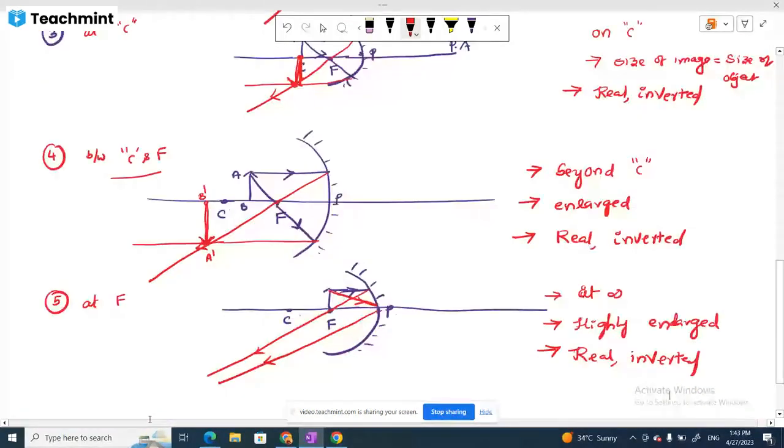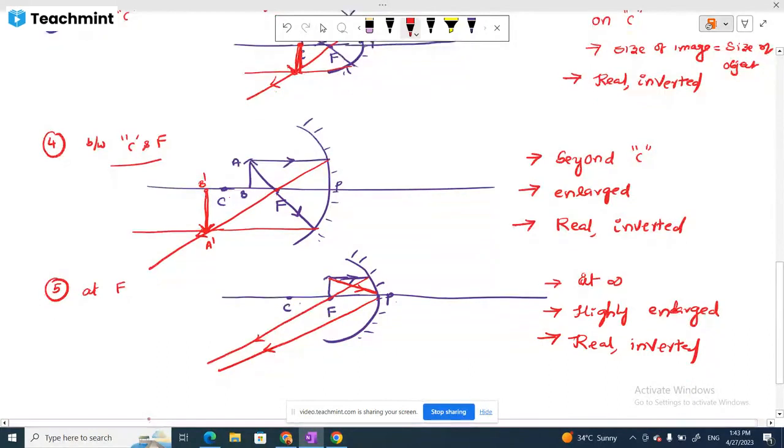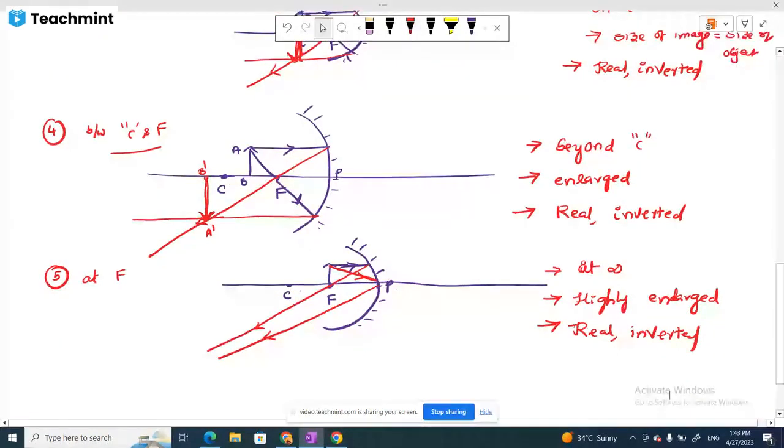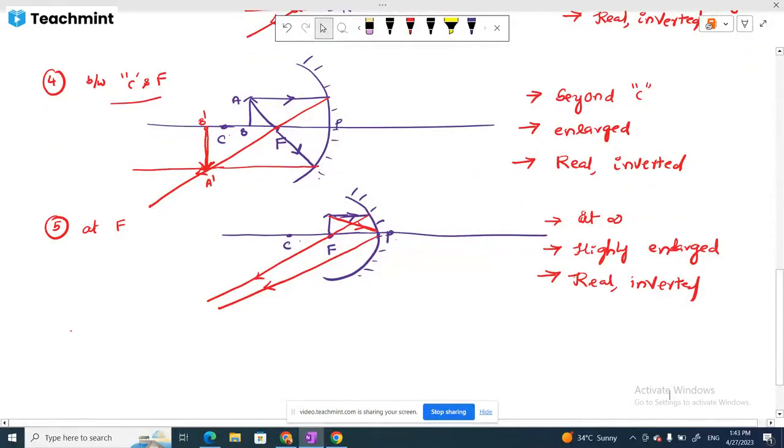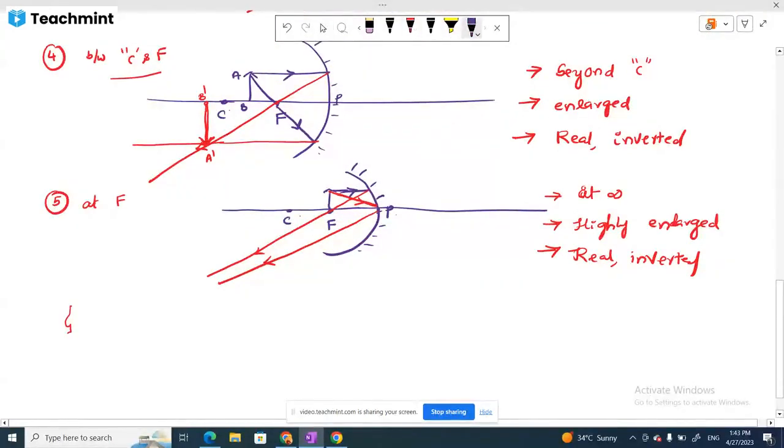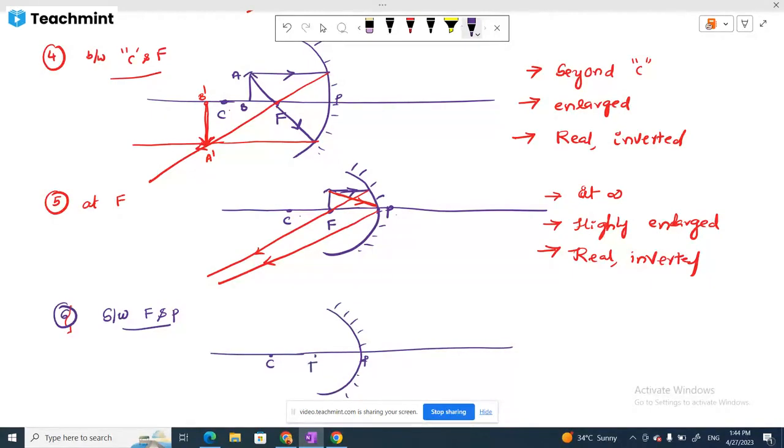So that is, if you place the object between focus and pole. Again draw the concave mirror. This is my concave mirror, and this is my principal axis. This is the pole, this is the center of curvature, and this is my focus. Now I place the object in between the focus and pole.